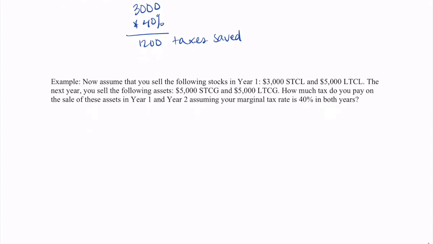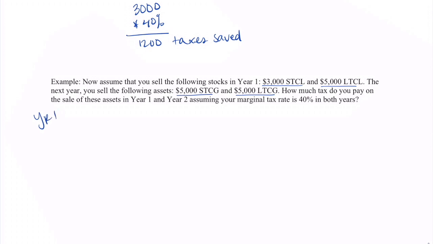All right, now we assume we sell the following stocks in year 1. We have a $3,000 short-term capital loss, $5,000 long-term capital loss. The next year, you sell the following assets: $5,000 short-term capital gain, $5,000 long-term capital gain. The question is, how much tax do you pay on the sale of these assets in year 1 and year 2, assuming your marginal tax rate is 40% in both years?